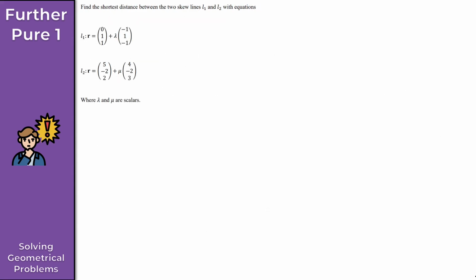So to finish with here then, let's have a go now at the very last question. So we have question 2 here, which asks us to find the shortest distance between the two skew lines L1 and L2 with these given equations here where lambda and mu are scalars. So for Further Pure 1 here, given that we've now introduced the vector product, we now have a new way to find the shortest distance between two skew lines. And the way that we do that then is by using the following result here.